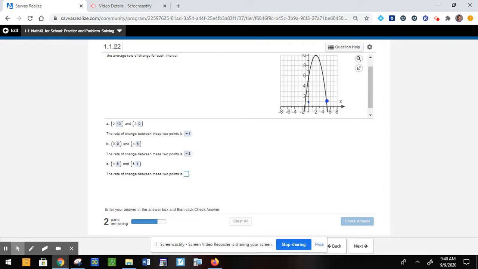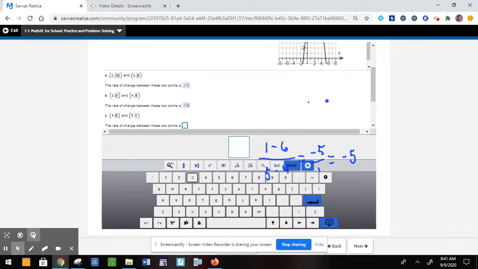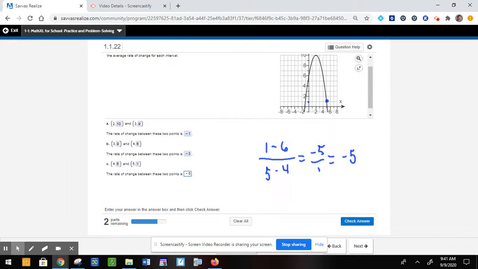It's going to ask for the average rate of change between those. So again, we're just using slope. So it'd be 1 minus 6, same exact format, same exact formula. 5 minus 4. So you end up with negative 5 over 1, which is negative 5. So that's our answer there. That's good.